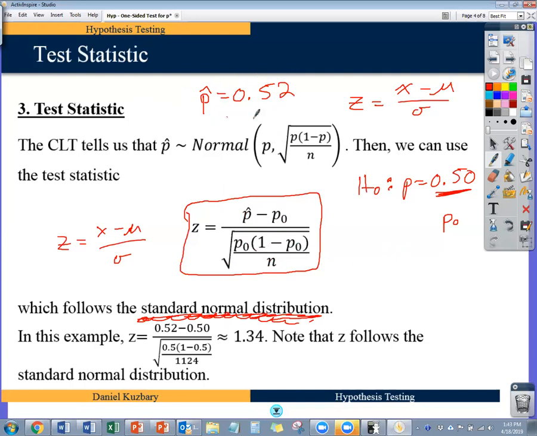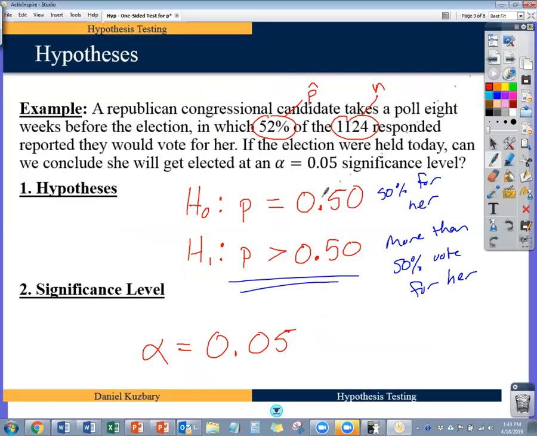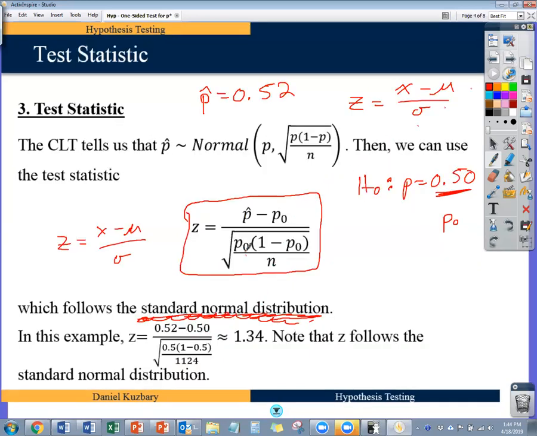This is the proportion of people in the sample that said, yeah, I'll vote for you. Our p naught is our proportion under the null hypothesis. That's 1/2. So remember, we had to set it up so that it was equal to 1/2, and if we reject it, we get greater than 1/2, which is what will get her elected. So that's 1/2. This is also p naught, and that's also p naught. So there's 1/2, there's 1/2, 0.5.